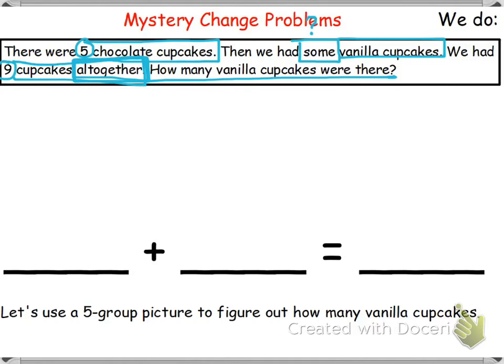That means this 9 is our whole. Remember, the whole is whenever you're putting both parts together to make one big whole, okay? So all together is telling us that 9 is our whole because they had 9 cupcakes all together, chocolate and vanilla. So we know that it gives us 9 as our whole and 5 is one of the parts that we know. And then the some vanilla cupcakes, those vanilla cupcakes is our mystery part. So we have to figure that out. So I just put a P right there for our other part.